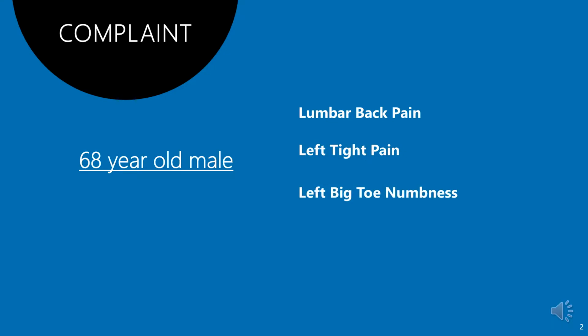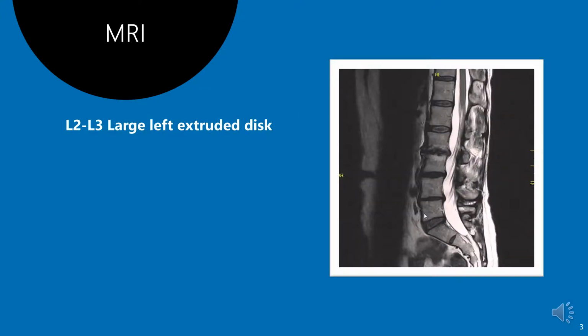This case presentation is of a 68-year-old male whose main complaint is low back pain radiating down to the left thigh and numbness to the upper part of the left foot, also complaining of outside foot numbness. Patient had an open MRI that showed L2-L3 large left disc extrusion with facet arthropathy and neuroforaminal narrowing, L3-L4 and L4-L5 disc protrusion leftward.